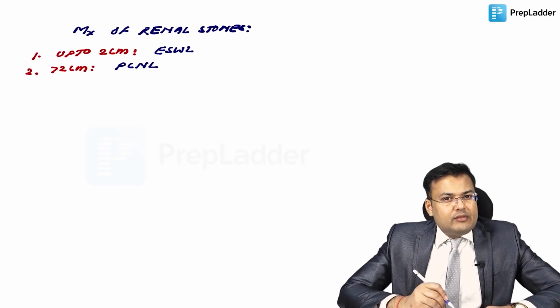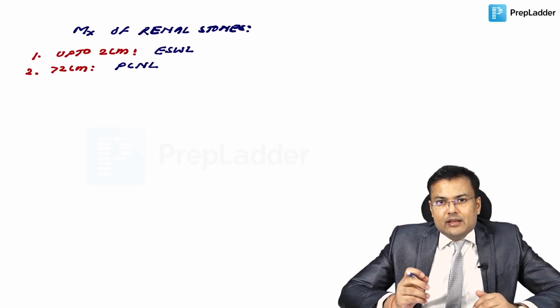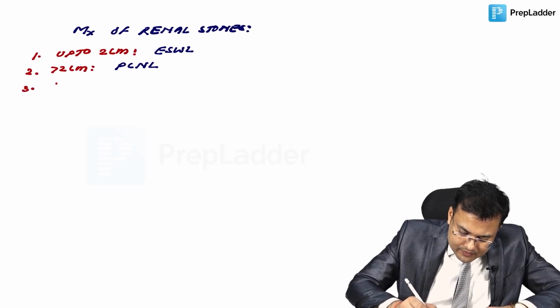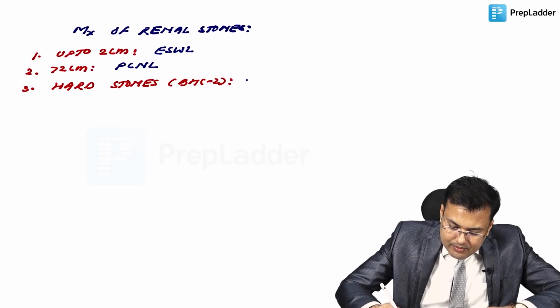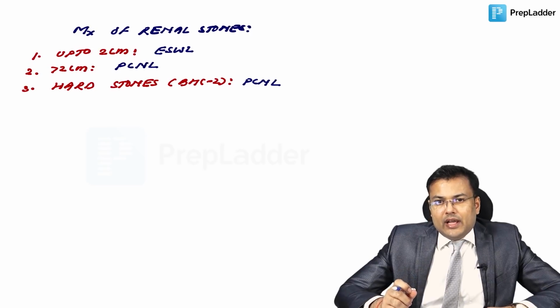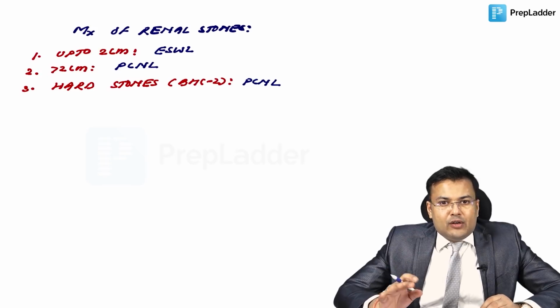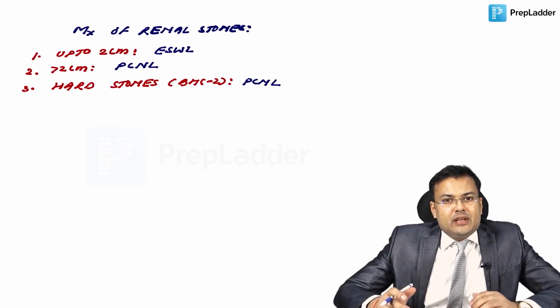Third, if the patient has hard stones, like calcium oxalate monohydrate, brushite, hydroxyapatite, cystine, for hard stones like these, in that case also we go for PCNL. And if the patient has staghorn calculi, this question was asked in AIIMS once: which of the following is the preferred treatment option? You have to choose the combination of PCNL plus ESWL.